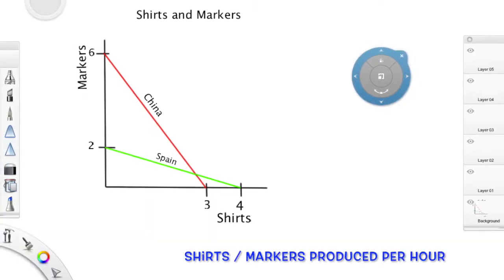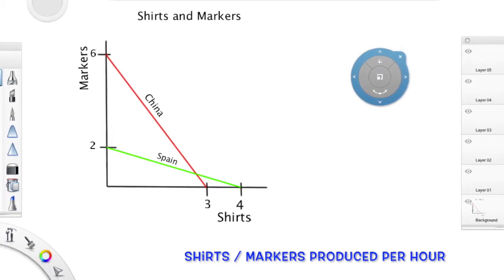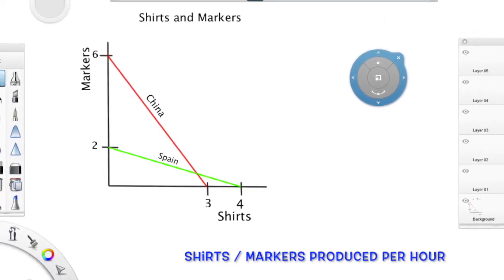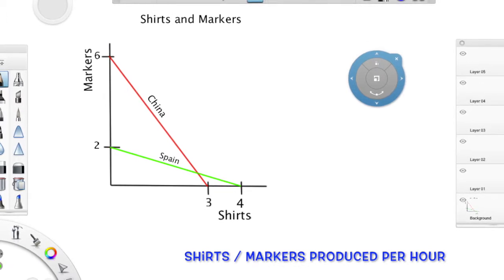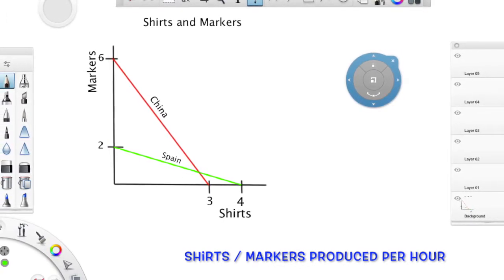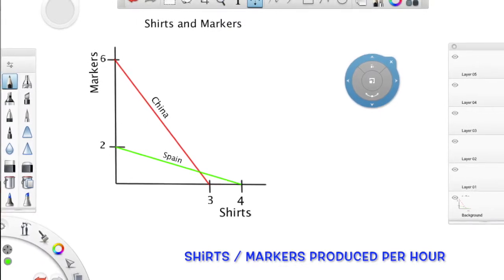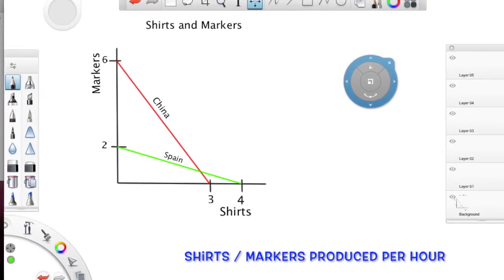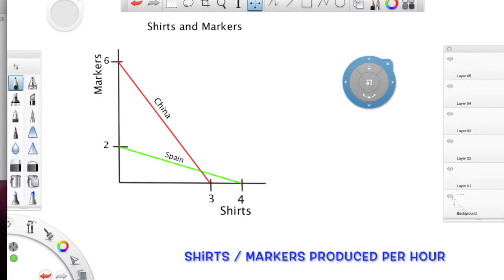This graph shows the production possibility frontiers of China and Spain concerning the production of shirts and markers. Note that this deals with the quantity of shirts or markers being produced per hour. At full capacity, China produces 3 shirts or 6 markers, while Spain produces 4 shirts or 2 markers.